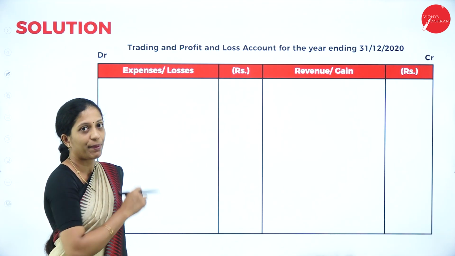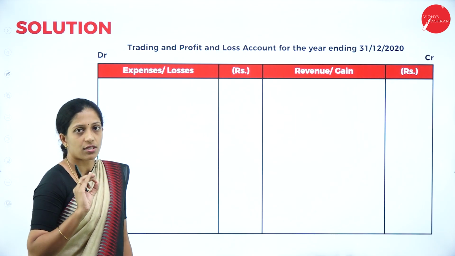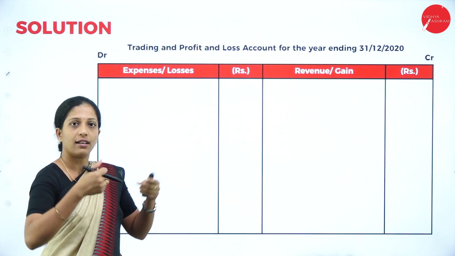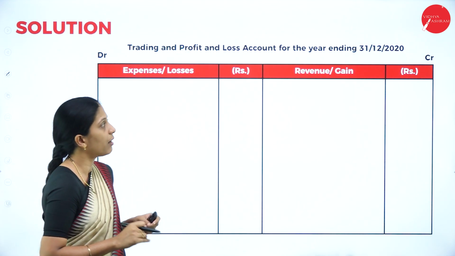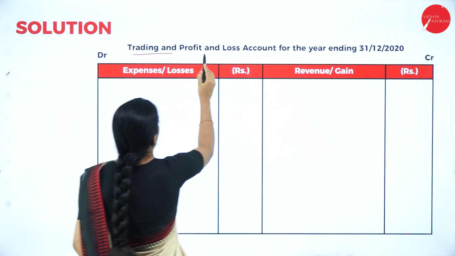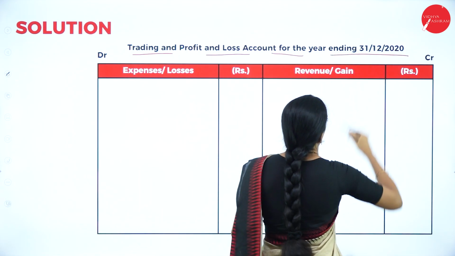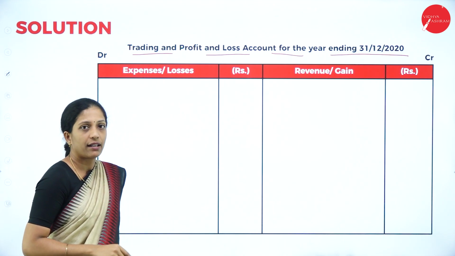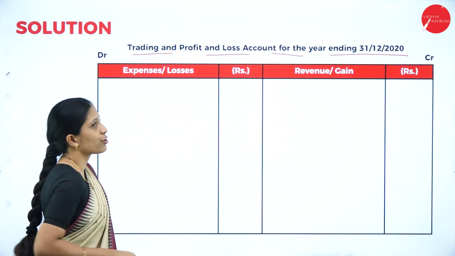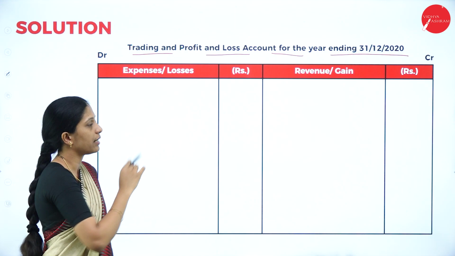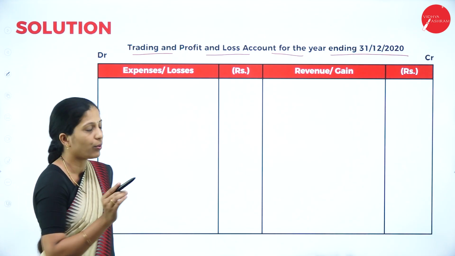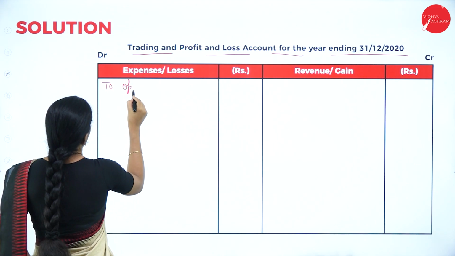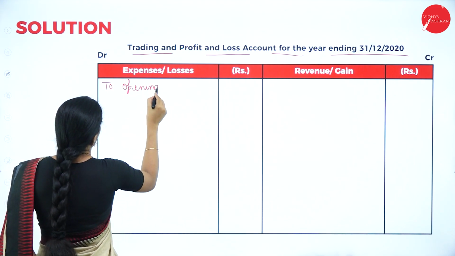So first what you have to prepare? Trading and profit and loss account. It is in one account. So first half will be your trading account, next half will be your profit and loss account. So you will write the heading trading and profit and loss account for the year ending 31st/12/2020. So what is the format? So your debit side is expenses or losses amount and the credit side is revenue or gain amount. Now we'll start with to opening stock.